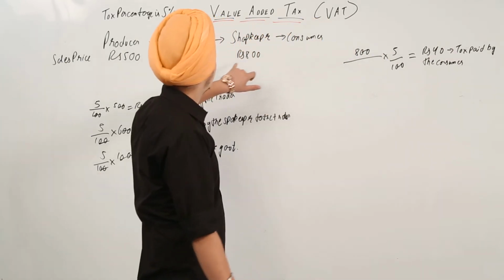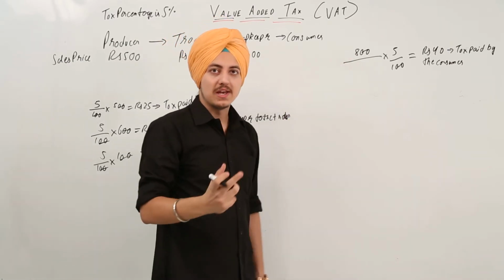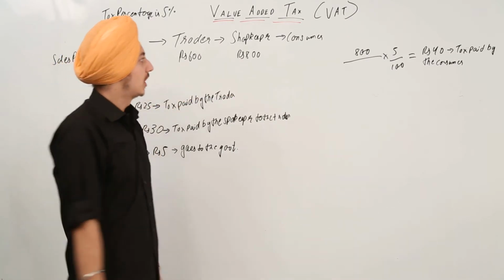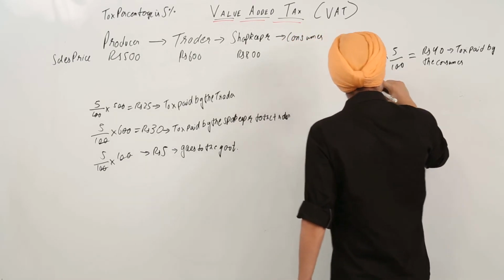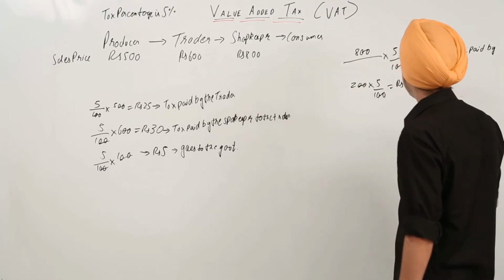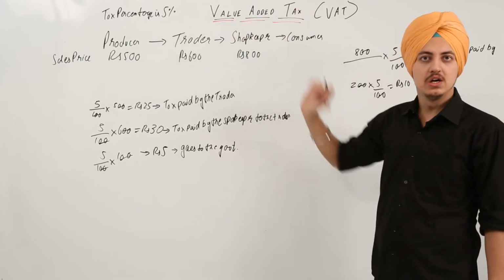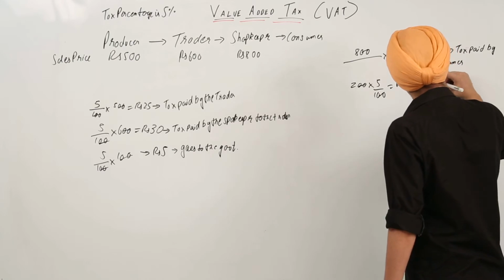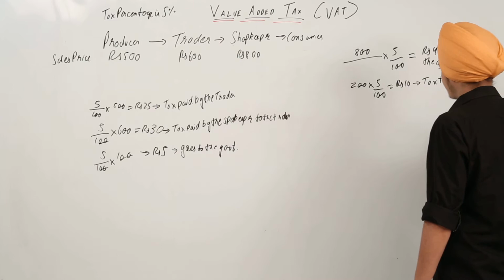But how much tax goes to the government? The tax goes to the government on the value added. What is the value added? It's rupees 800 minus rupees 600, that is rupees 200. So the value added is rupees 200. 5% of 200 is rupees 10. So rupees 10 tax is paid by the shopkeeper to the government. So this is tax to the government.